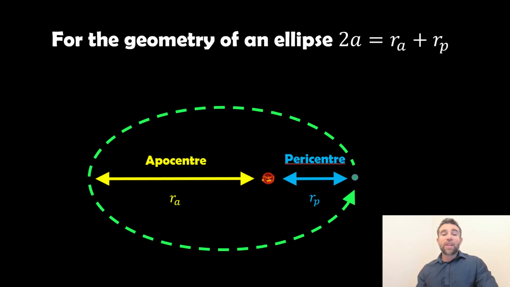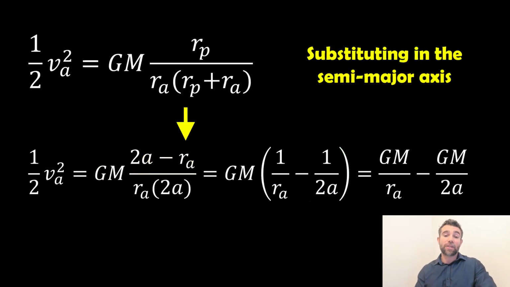So if we go back to the geometry of an ellipse, that major axis, the full length of that, is 2 times the semi-major axis, which also happens to be the apocenter distance plus the pericenter distance. So we can write 2 times the semi-major axis is equal to the apocenter plus the pericenter. That gives us our full major axis in the ellipse.